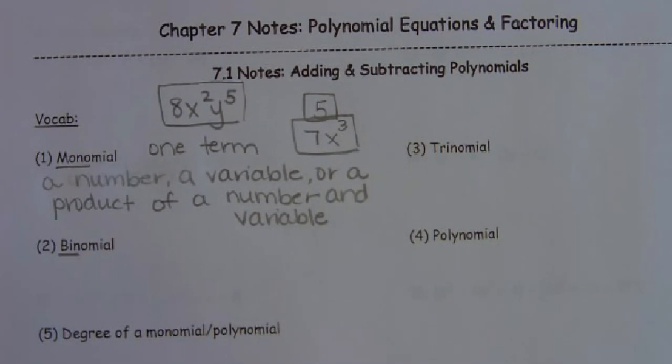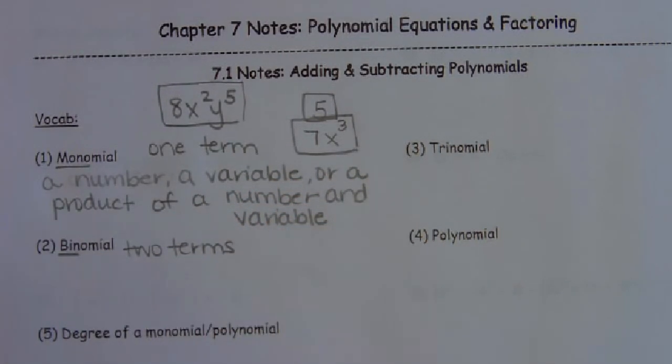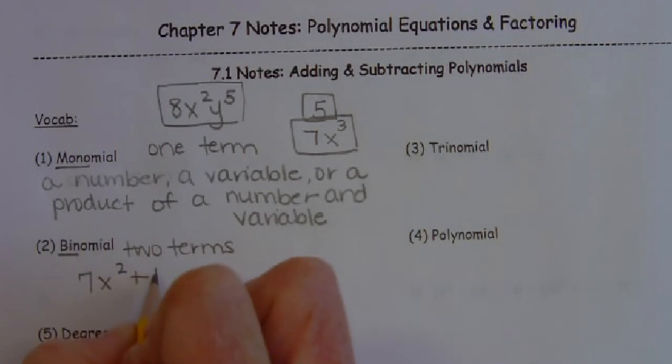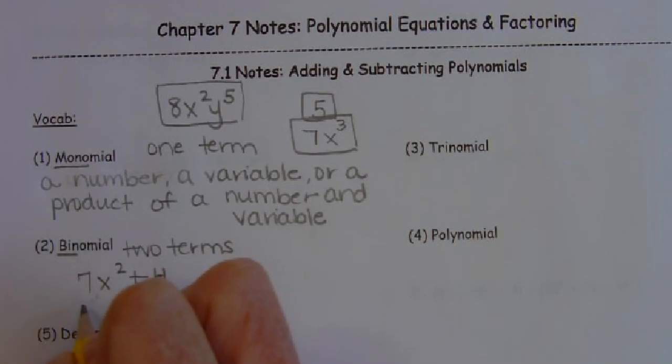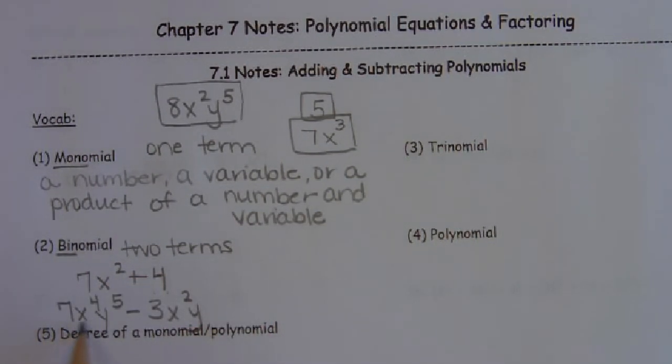When you think of the word binomial, that's when you have two terms. Like bi as in bicycle, two wheels, binomial is two terms. The way you separate terms is with a plus or a minus. An example of a binomial would be 7x squared plus 4. There are two pieces to it that cannot be put together. Another example might be 7x to the fourth y to the fifth minus 3x squared y. It doesn't matter how many pieces are in a term as long as they're all multiplied. But the minute you have a plus or minus, it separates into another term. So this would be two terms.